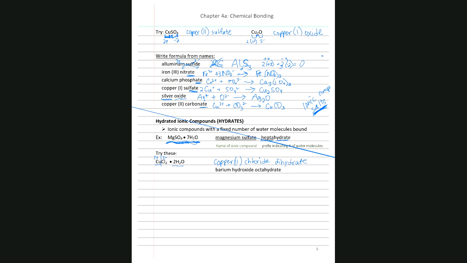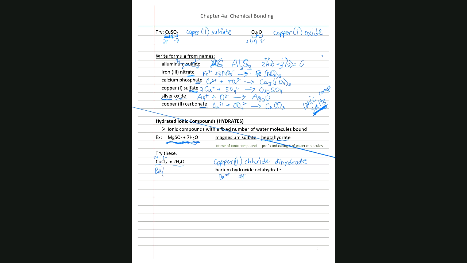We used those prefixes with covalent compound naming. And then this one here, barium hydroxide octahydrate. So barium hydroxide would be what formula? Ba(OH)2. Good. So hydroxide is a polyatomic ion, OH minus. Barium is a monoatomic ion and it has a 2+ charge.